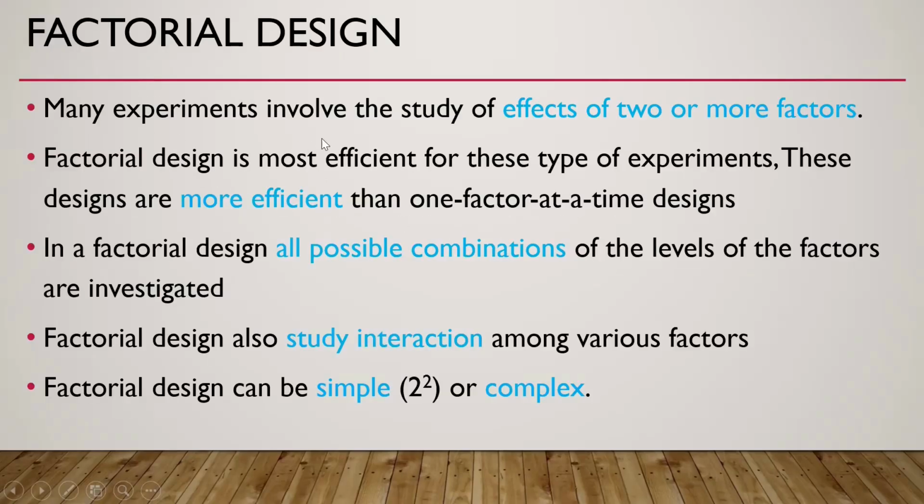Many experiments involve the study of effects of two or more factors. Factorial design is most efficient for these types of experiments. These designs are more efficient than one factor at a time design. In a factorial design, all possible combinations of the levels of the factors are investigated. Factorial design also studies interaction among various factors. Factorial design can be simple or complex.